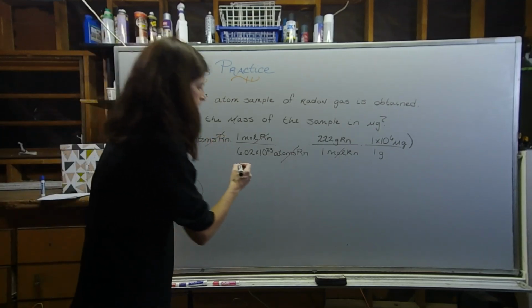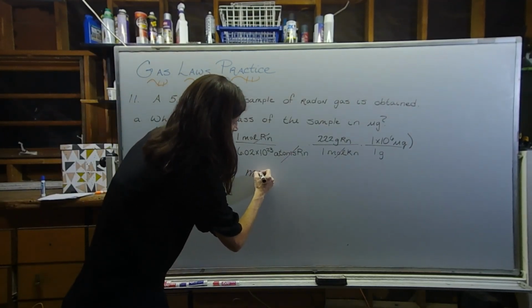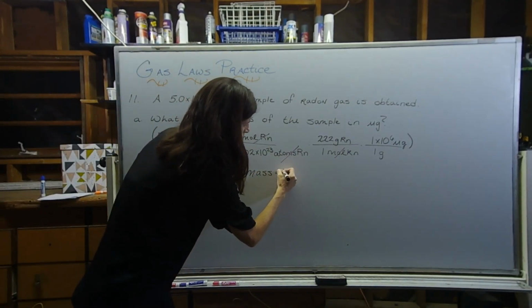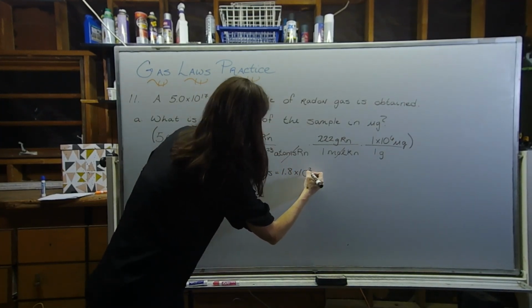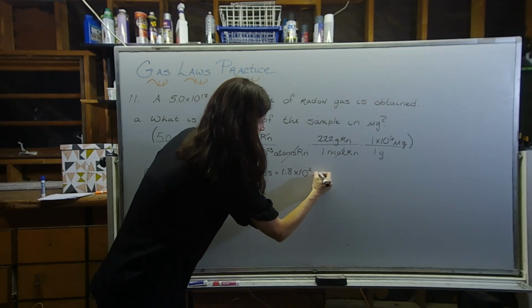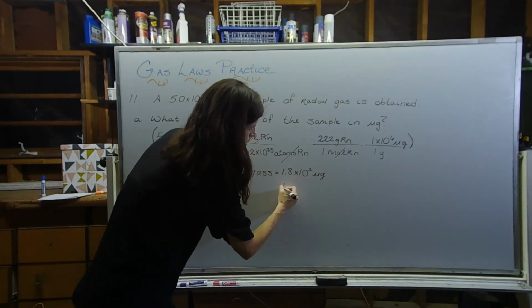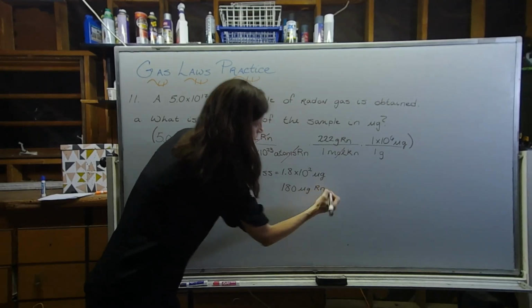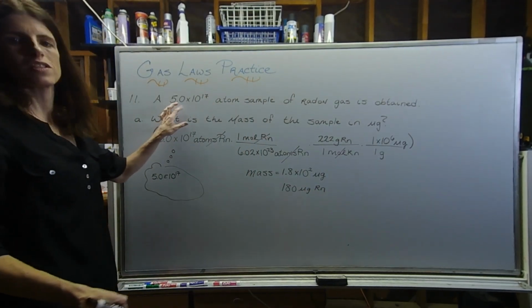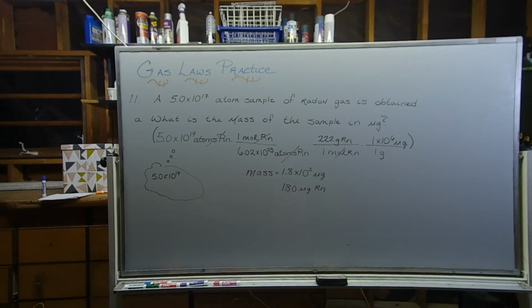When I did this, I got a mass of 1.8 times 10 to the second micrograms. And you could also do 180 micrograms. Either way, because we'll get our 2 sig figs that we started with.